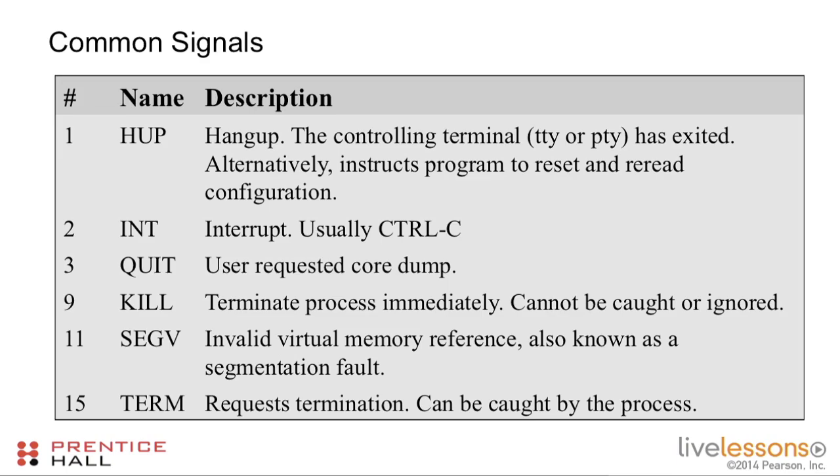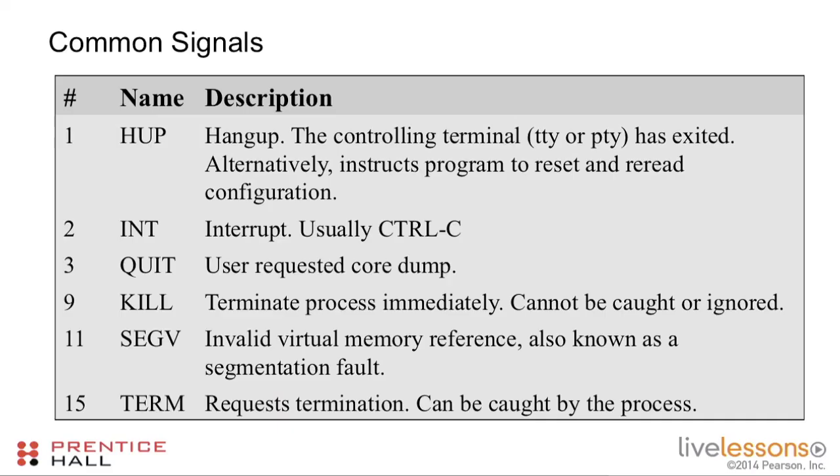There's a really large number of signals, and many of them are just unused. But here are some of the most important ones in this table. We'll quickly go through them. The HUP, or hang-up signal, means that the controlling terminal has exited, like I logged out of my shell account. The interrupt signal is something like a Control-C. If there's some process running and you want it to stop, you can press Control-C and that will interrupt it. This is the type of signal that a process might catch and ignore in some cases.